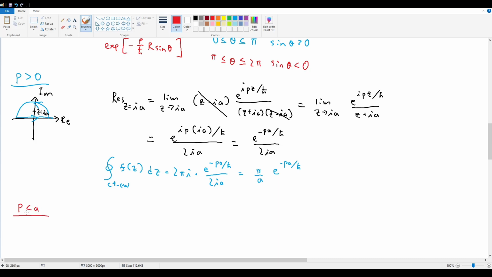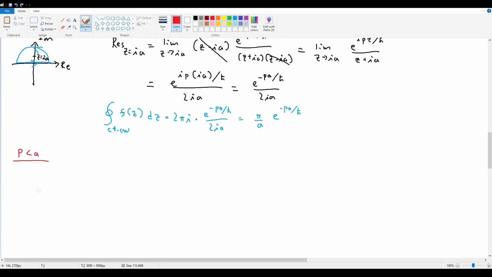Okay. Now let's consider the second case, where p is less than 0, in which case, in order to ensure exponential decay as r goes to infinity, we are going to have to close on the bottom half. So this is the real component, this is the imaginary component. This time we are going left to right and then closing on the bottom half like this.